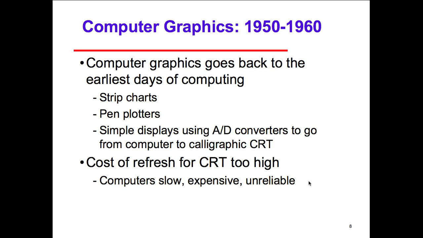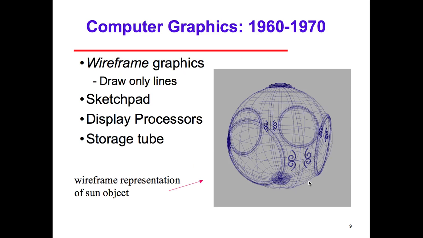If you go back that far, we're looking at strip charts, pen plotters, simple displays using AD converters. We go from computer to CRTs. The cost to refresh the CRT is too high, so computers were slow, expensive, unreliable. And then we've progressed from there.